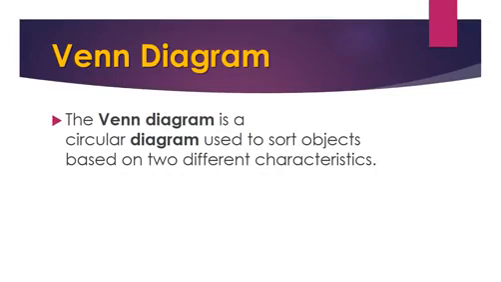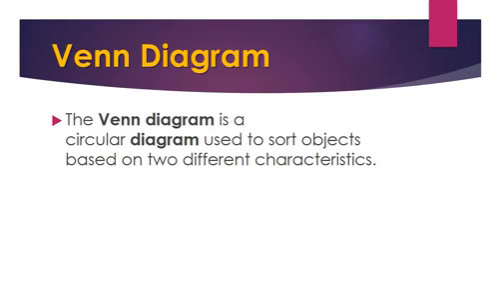Okay, kids, so first thing that we have to discuss is the Venn diagram. What do you mean by Venn diagram? The Venn diagram is a circular diagram used to sort objects based on two different characteristics. A Venn diagram is used to group or sort things that have the same characteristic from the others with different characteristics. When we say Venn diagram, kids, we use a circle. That is why it is called a circular diagram.